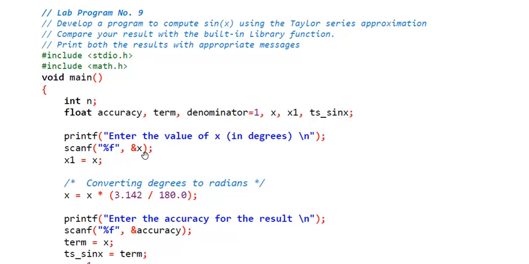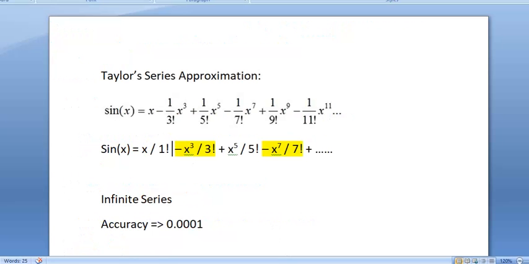Now first we will read the angle from the user: enter the value of X in degrees, scanf %f ampersand X. So X, let's say we give it as 30 degrees. Okay, so we will start that.